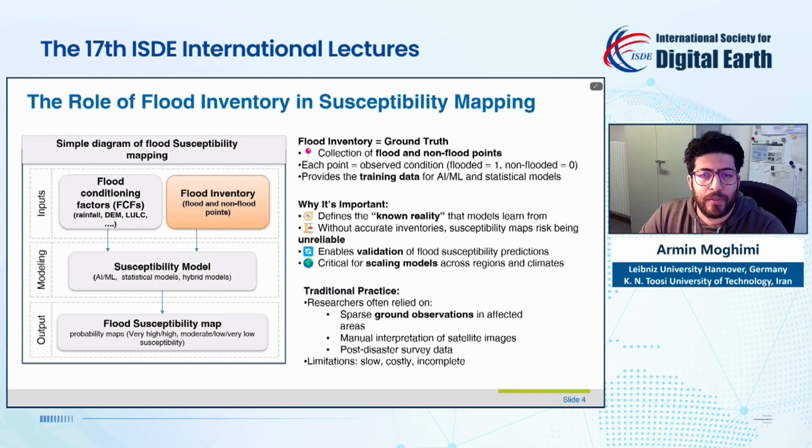At the heart of flood susceptibility mapping lies the flood inventory. A flood inventory is essentially a collection of flood and non-flood points. Each point tells us whether a location was inundated or not during past flood events. These inventories act as the ground truths that our model learns from. Their role is critical. They define the known reality against which models are trained and validated. Without an accurate inventory, susceptibility maps can become misleading, which is dangerous for planning and disaster response.